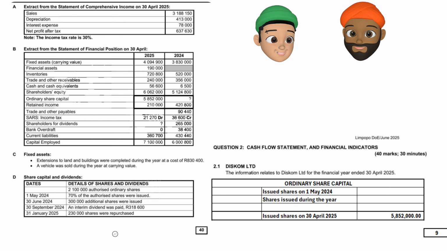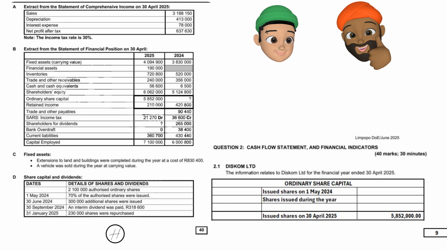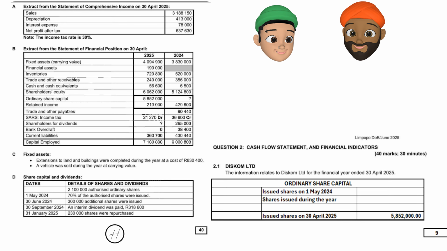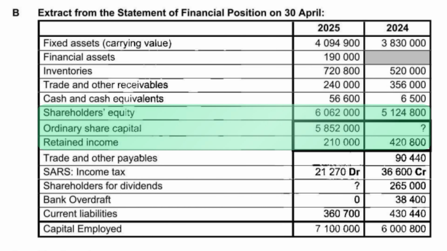Here is the June 2025 paper from Limpopo Province, question 2, with a whopping 9 marks. Can we dive into this one? Sure. In this question, we are required to complete the ordinary share capital note for Discom Limited. Here is your answer book where you need to complete the empty spaces. From the question, our focus is on section D of the information. From the trial balance information, we will focus on this section, the equity part.